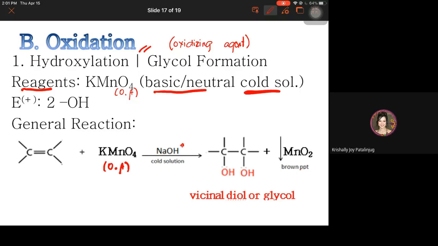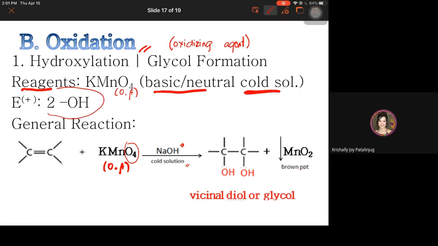Okay? Since sodium hydroxide is a base, and the solution is cold, remember that this is hydroxylation. This occurs in the presence of an oxidizing agent. The most common oxidizing agent being added is potassium permanganate. It will be the source of oxygen, which is obvious in the formula, right? It has O4, very rich in oxygen. Okay, so it is the source of oxygen to be added.